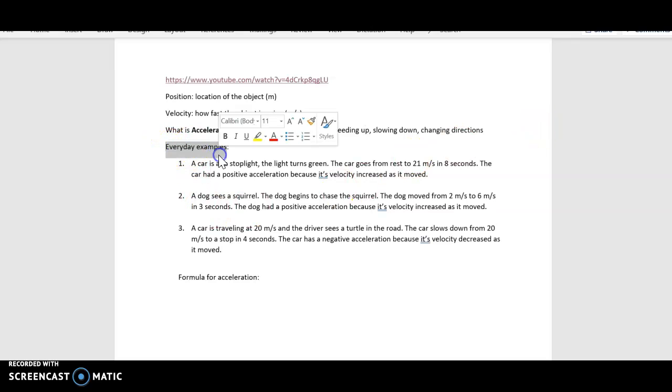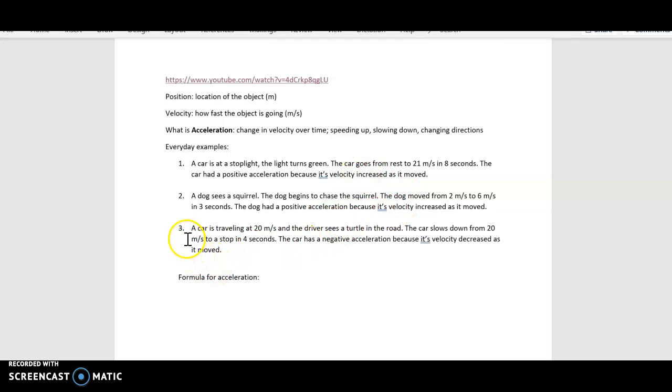But here are some everyday examples. Number 1 says a car is at a stoplight. The light turns green. The car goes from rest, so rest would be 0, to 21 meters per second in 8 seconds. The car had a positive acceleration because its velocity increased as it moved. Another example is a dog sees a squirrel. The dog begins to chase the squirrel. The dog moved from 2 meters per second, he was already running, and then he increased his speed to 6 meters per second in 3 seconds. The dog had a positive acceleration because its velocity increased as it moved. Same as the car, it increased its velocity.